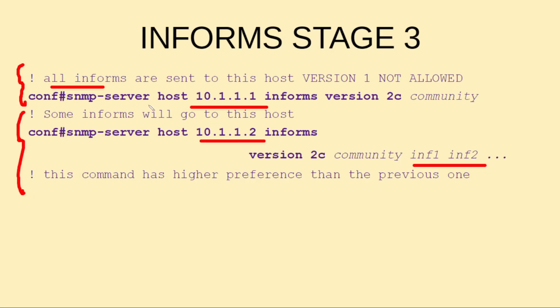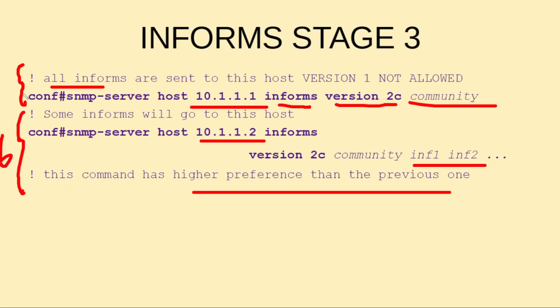The command is snmp-server host, the IP address of the network management system, informs, the version, we cannot use version 1 because informs are available since version 2c, the community name, and if we are using these two options at the same time, option B has higher preference to whatever we configured at option A.